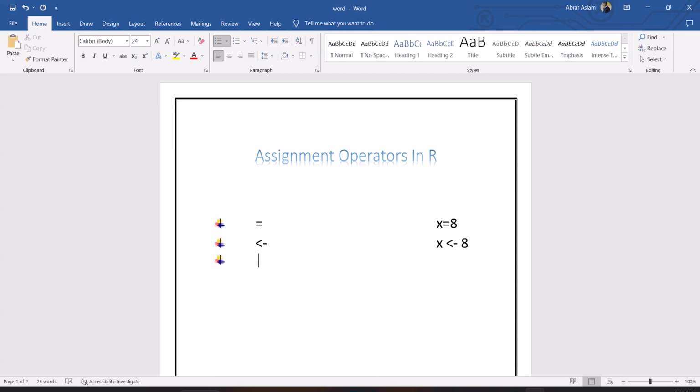We have another assignment operator known as the right assignment operator. Although it is not commonly used, it is a way to assign values. So this operator is used as value, then this operator, and then the variable. It is not recommended to use this one.